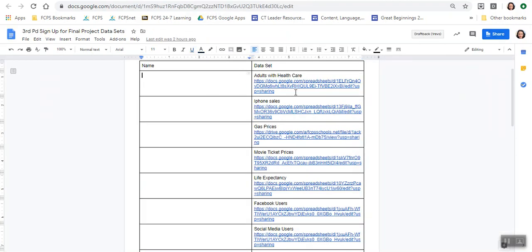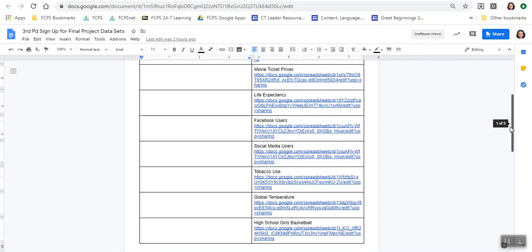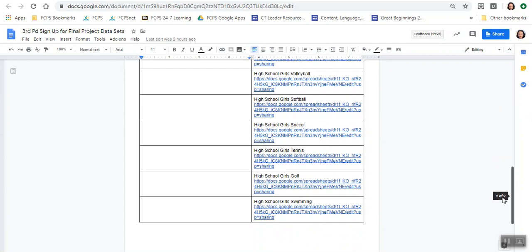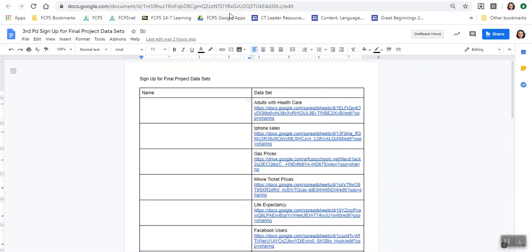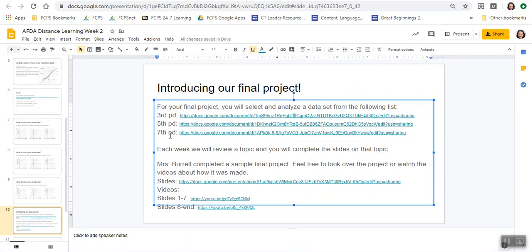All right, so going back to the list, you're going to type your name in the box next to the data set you want. If somebody else typed their name and you wanted that data set, you're going to have to go with your second choice. I can tell on this document if you write over somebody's name, so please don't do that. So today, everybody should choose a data set, put your name in the one you want, and then let's go back. We are going to use that data set for your project.